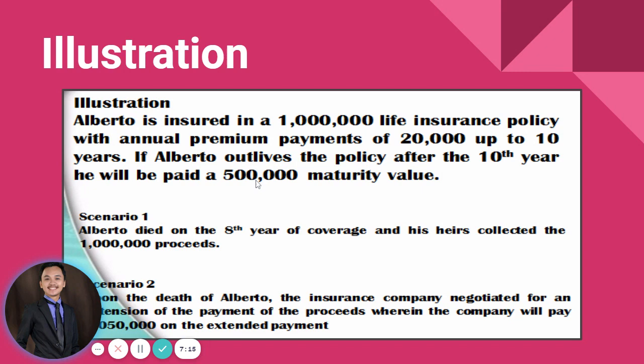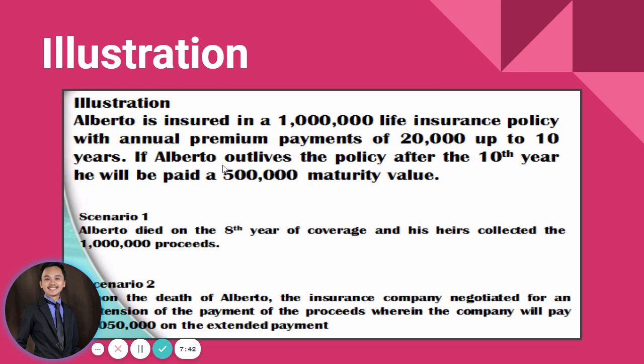So obviously, guys, if Alberto unfortunately dies within that period, Alberto will be receiving 1 million life insurance. Obviously, if Alberto dies, so portion of that premium will be taxable and portion of it will not be taxable.